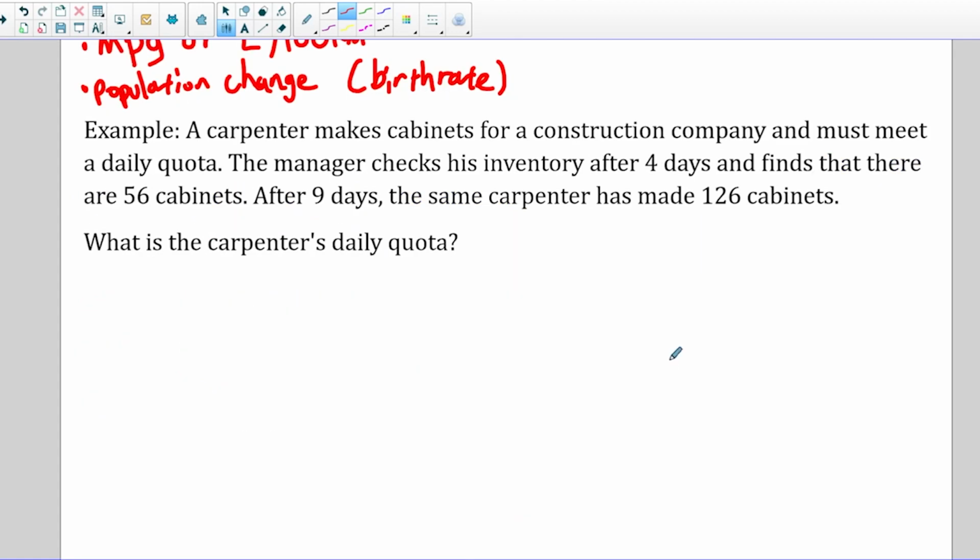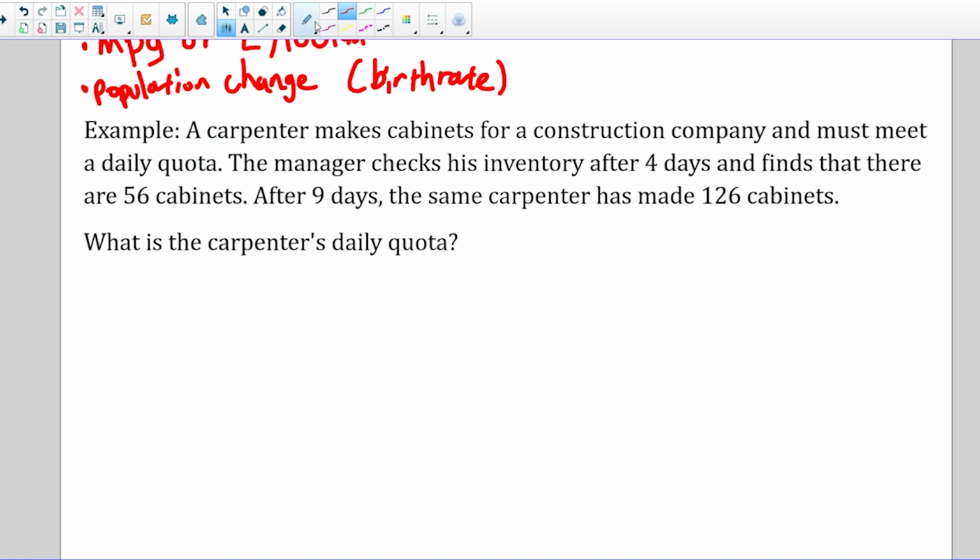So let's take a look at a contextual problem. A carpenter makes cabinets for a construction company and must meet a daily quota or goal. The manager checks his inventory after 4 days and finds that there are 56 cabinets. After 9 days, the same carpenter has made 126 cabinets. So what is the carpenter's daily quota or goal in terms of the number of cabinets that needs to be made per day? Well, there's a couple ways that we can do this.